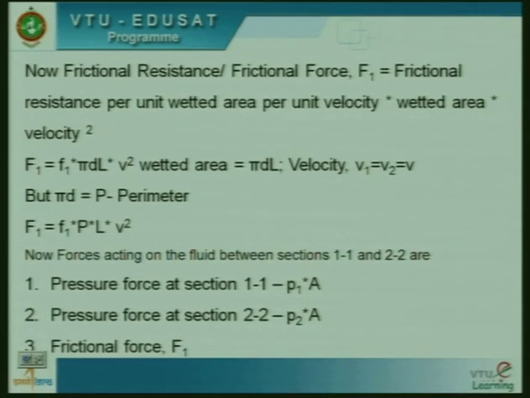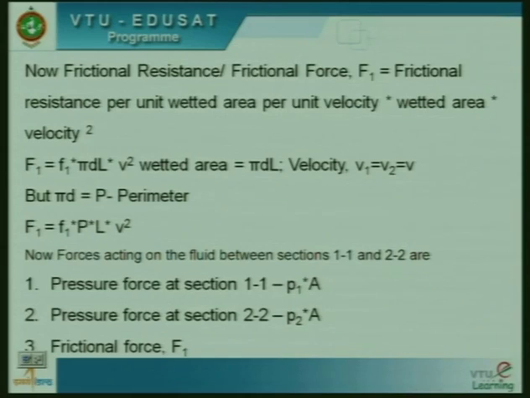Now, whenever I am talking about a wetted area, especially in the case of pipes, you need to remember that water is flowing all along the perimeter. Therefore, wetted area is equal to perimeter into the length between section 1-1 and section 2-2, that is pi d L. Therefore, your frictional force is equal to f1 into pi d L into V square. Okay. So pi d is given by the perimeter, therefore in place of pi d, if I substitute P, then this frictional force is given by F1 is equal to small f1 into P into L into V square.